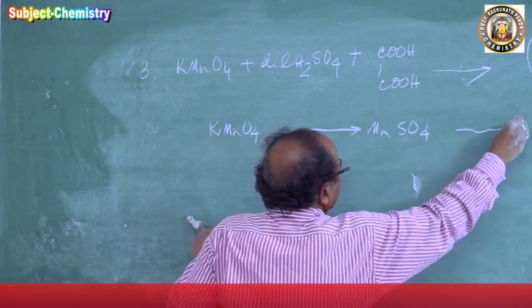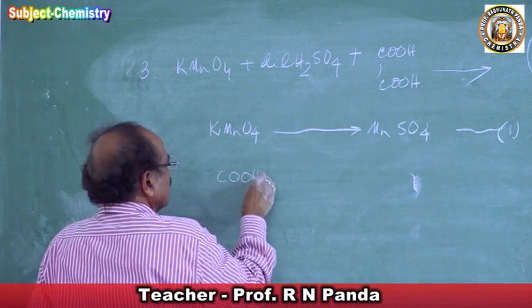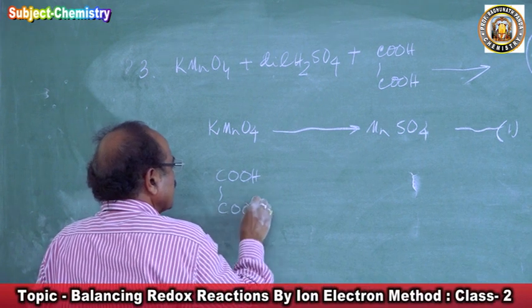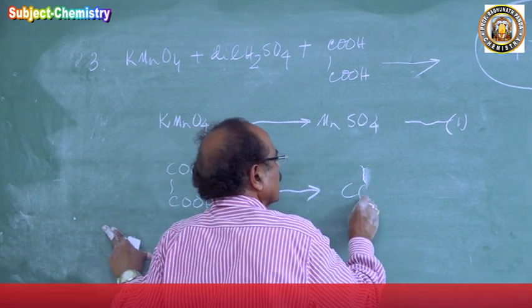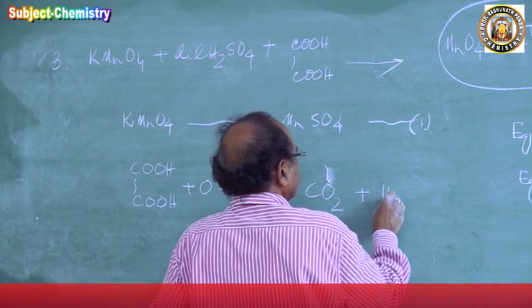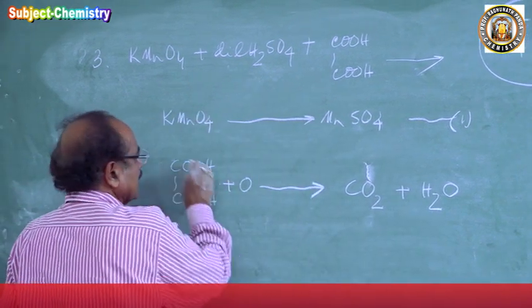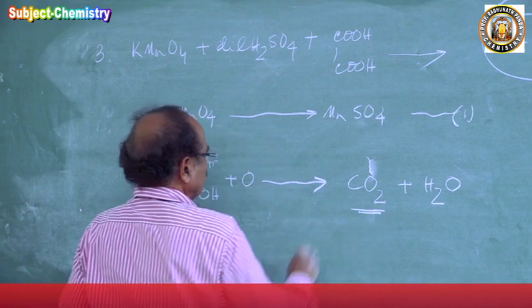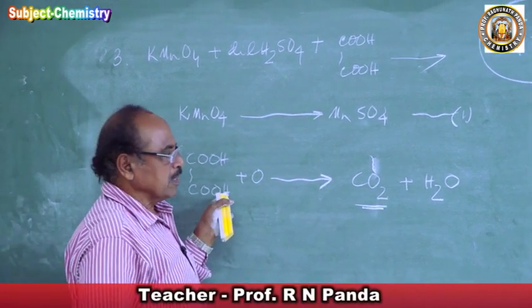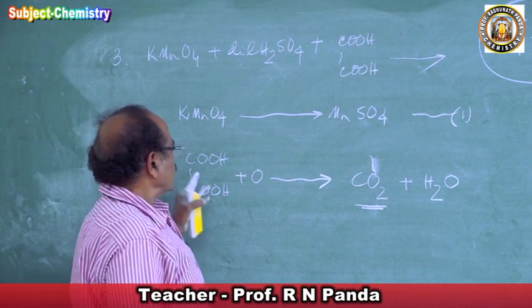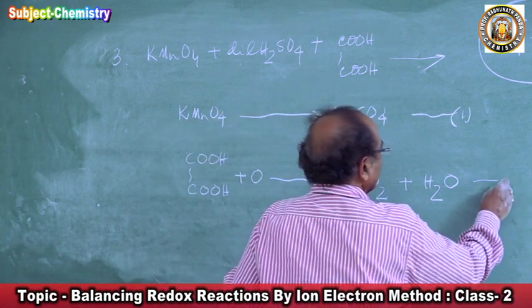This is the equation for potassium permanganate. And oxalic acid, COOH-COOH, reacts with the oxygen of potassium permanganate to form carbon dioxide plus water. Oxalic acid is forming carbon dioxide because the oxidation number of hydrogen is not changing, so oxalate is becoming carbon dioxide. This is the equation. We will balance this.